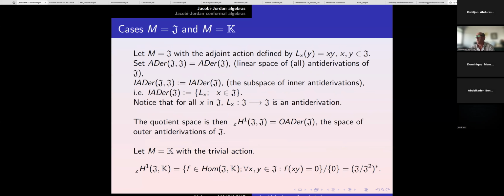Okay, now the case of M equals G or scalars. Then here we recover the antiderivations of G, and we have the space of inner antiderivations. And here H1 will be just the quotient of antiderivations by the inner derivations, which gives the outer antiderivations. And now if M is K, the scalar, then this H1 is defined in this way. In fact, it corresponds to G quotient by G square, and we take the dual.